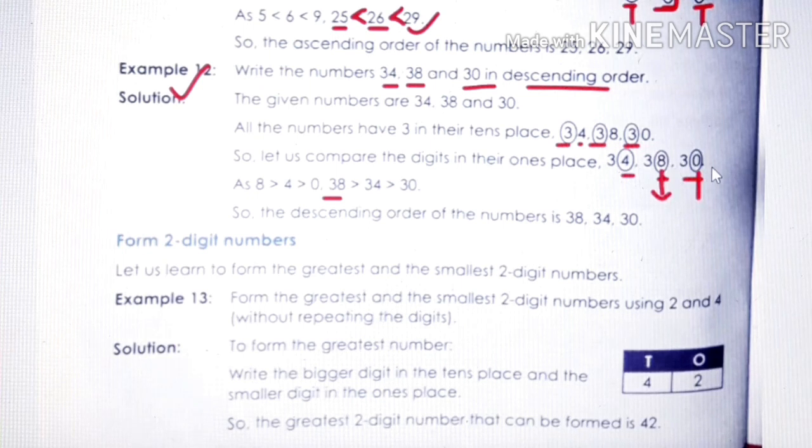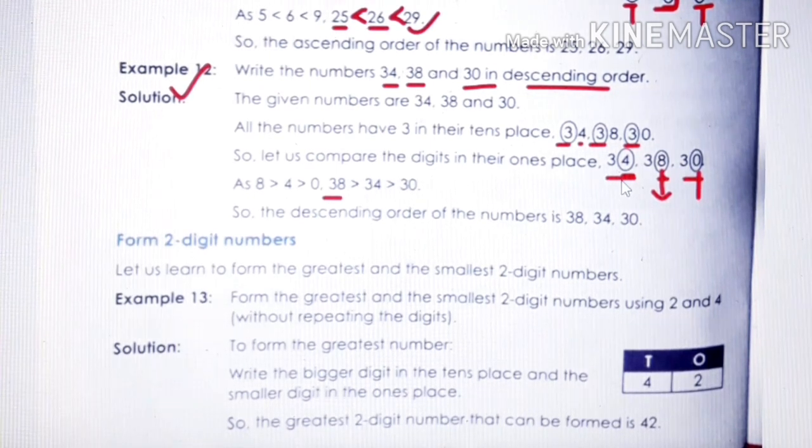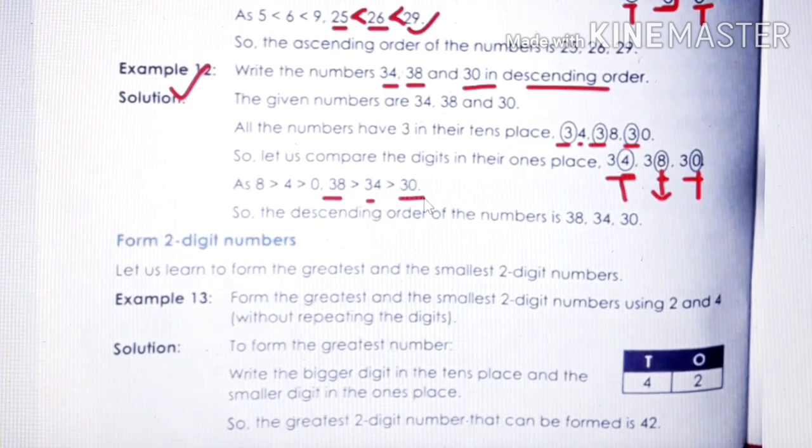Then between 4 and 0, which is the bigger number? 4. So 34 is larger than 30. So this is how we arrange in descending order. And in descending order we put the greater than sign.